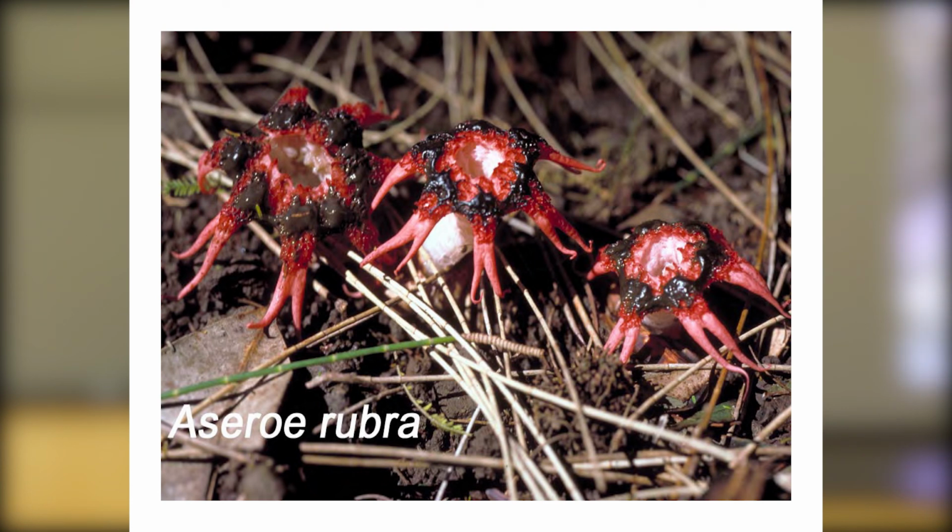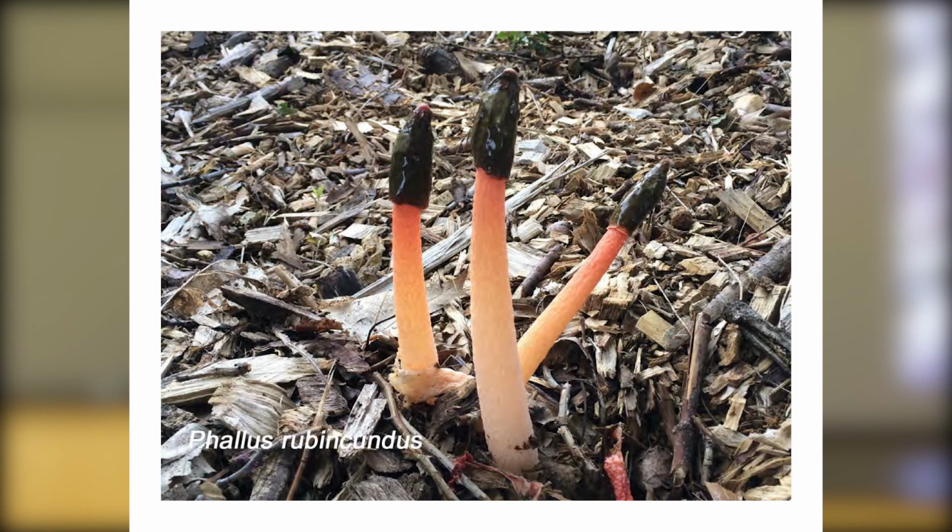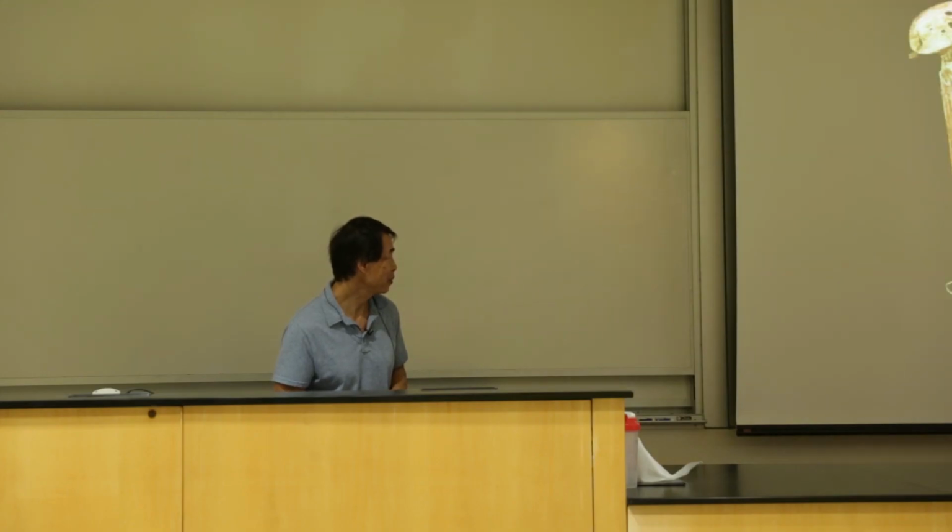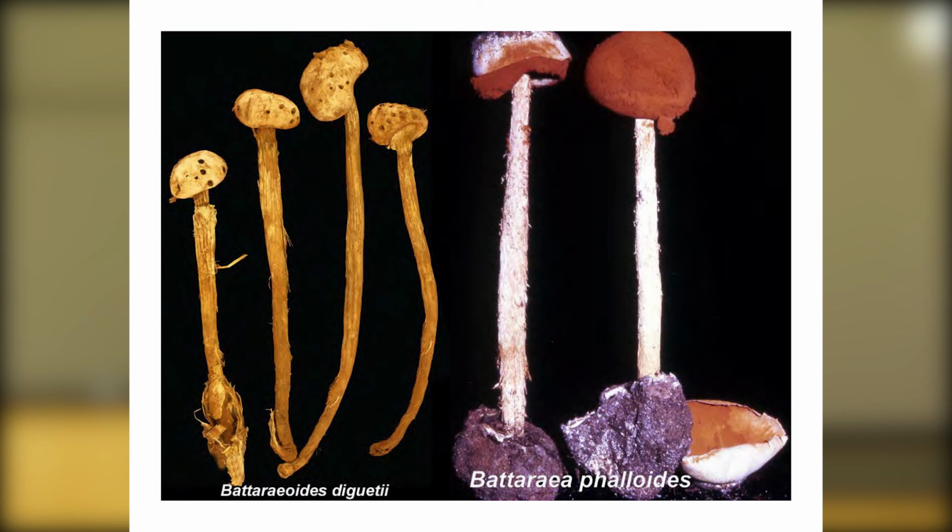Very bad odor. Here's another example that's also sort of as common, Phallus rubicundus. This is very, very slimy and it smells very bad. Within a matter of hours, flies will be attracted to it, they will eat up all of the spores, and there'll be nothing left of this. So you can imagine what it must smell like if it attracts that many flies. So this is an example of fly dispersal.